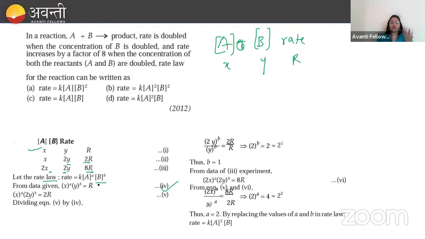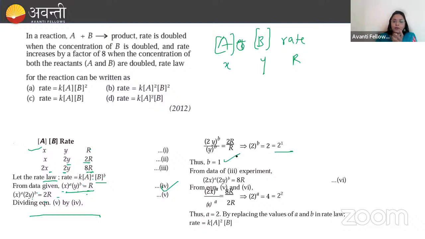Rate law will be, we don't know the rate of the reaction ना, so I will write x raised to a, y raised to b. So from given reaction दो इक्वेशन हमको मिलेंगे, x raised to a y raised to b is equal to r and 2x raised to a y raised to b is equal to 2r. Dividing equation 5 by 6 you will get that b is equal to 1.